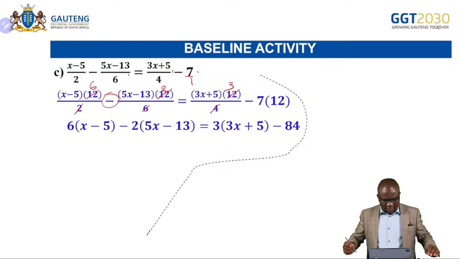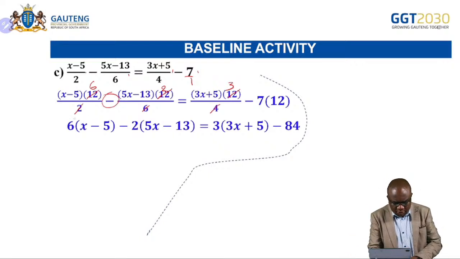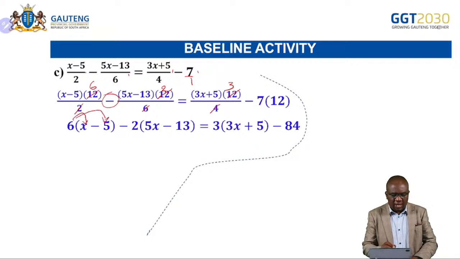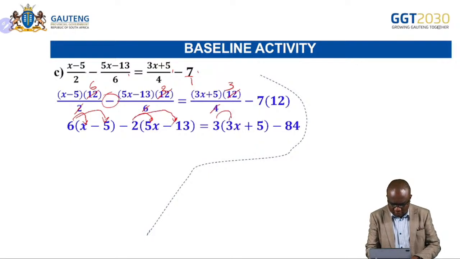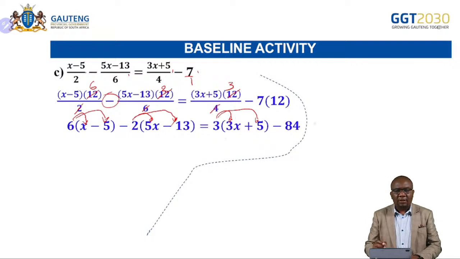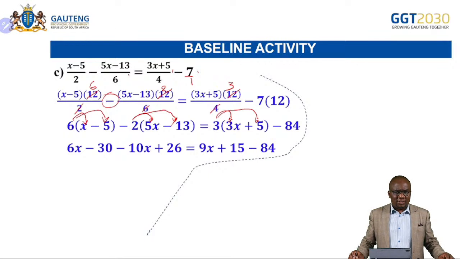Welcome back. I really hope you managed to do the equation here. Let's distribute 6. What do we get? 6x minus 30 there. Let's distribute negative 2. That's negative 10x. That's positive 26. That's 9x. That's 15. And then minus 84 at the end. So you'll get something like this. Did you get something like this?